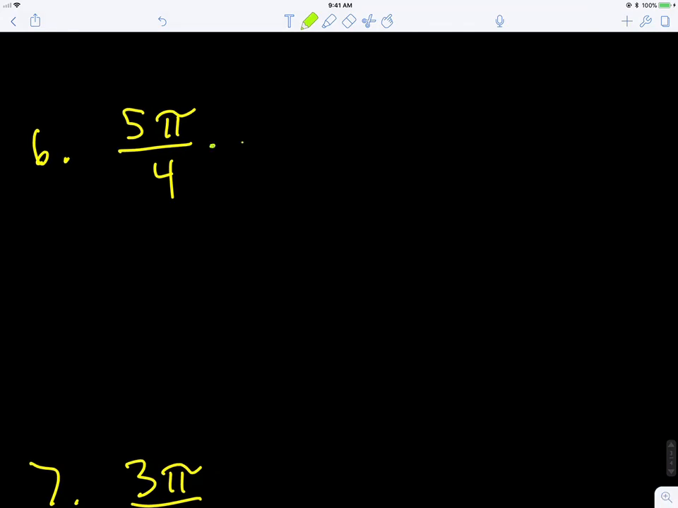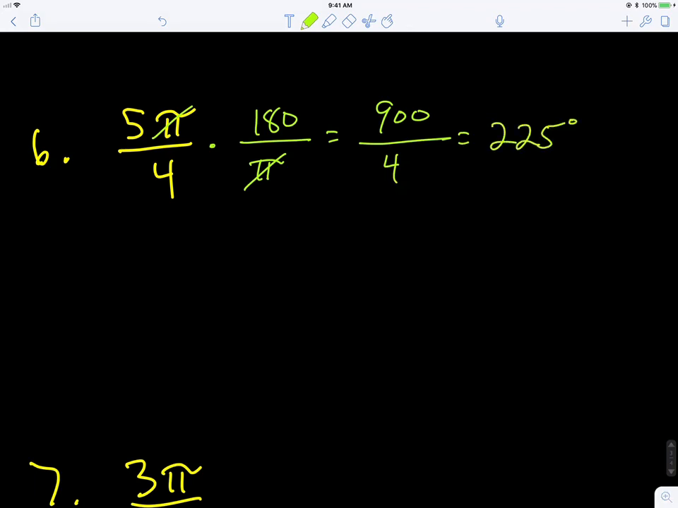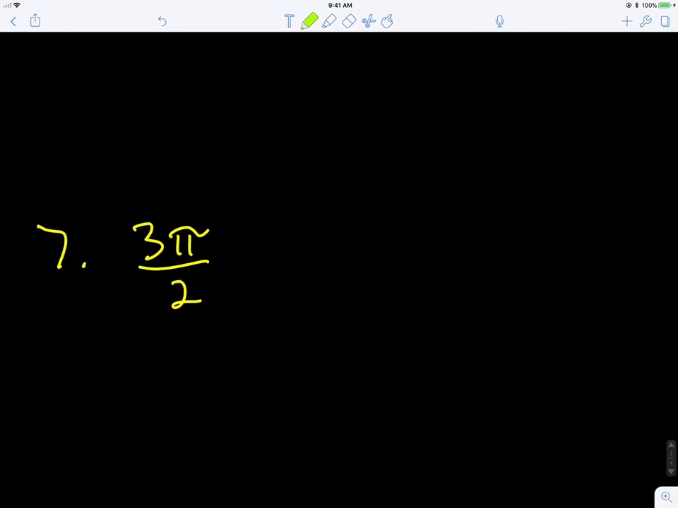5 pi over 4. I want to get rid of that pi because I'm trying to come up with degrees. So the pi's cancel. I multiply across the top. 180 times 5 is 900. 4 times 1 is 4. 900 divided by 4 gives me 225 degrees. That's what 5 pi over 4 radians is.